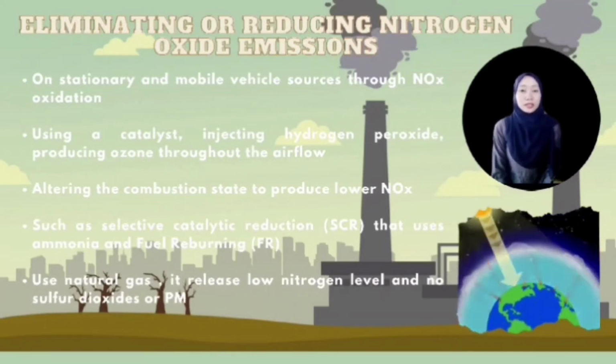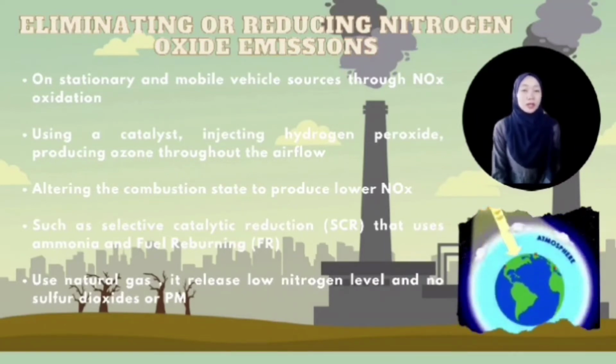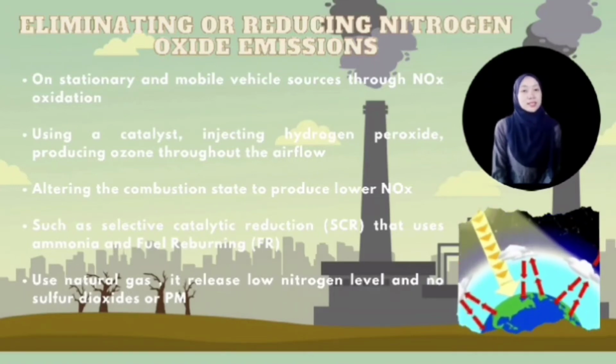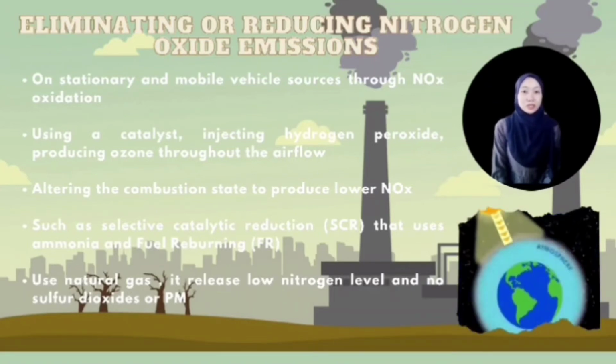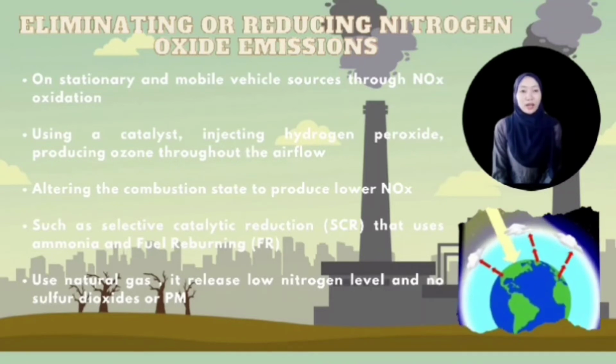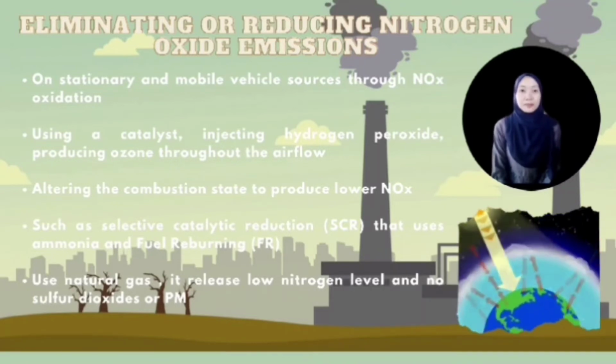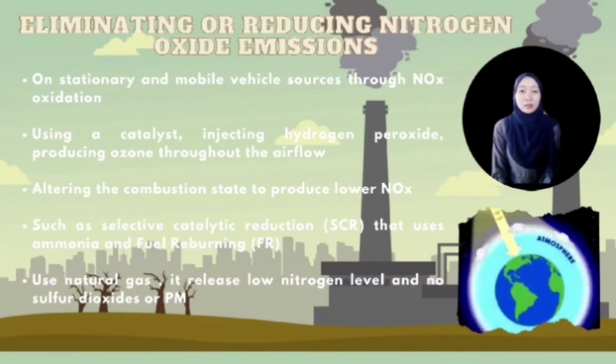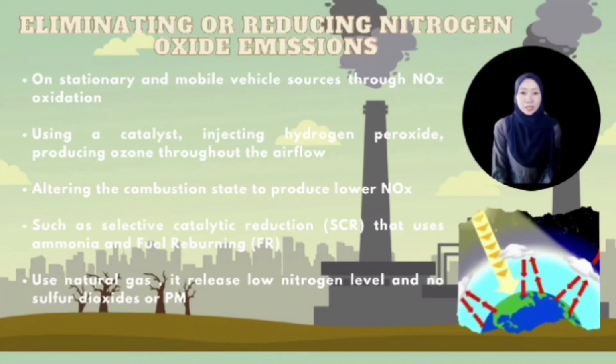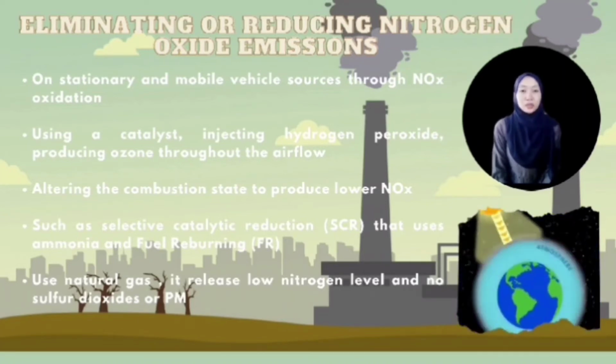Another method to handle nitrogen oxide discharge is by altering the combustion state to produce lower NOx, such as selective catalytic reduction (SCR) that uses ammonia and fuel reburning (FR). This process is chemically reduced by the elimination of oxygen from NOx. The choice of fuel can also change to natural gas.